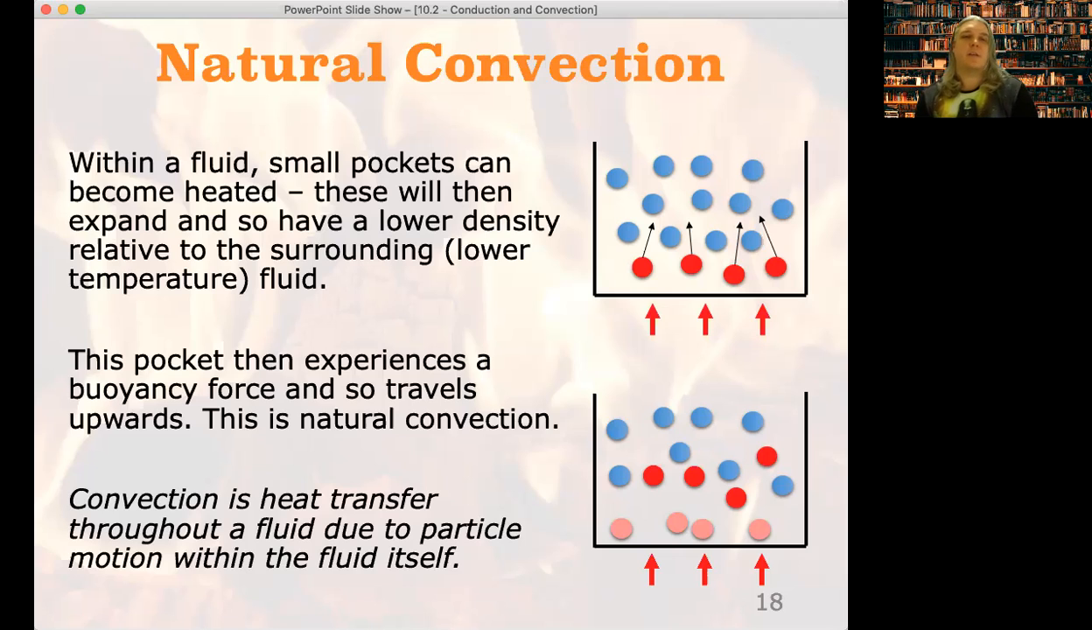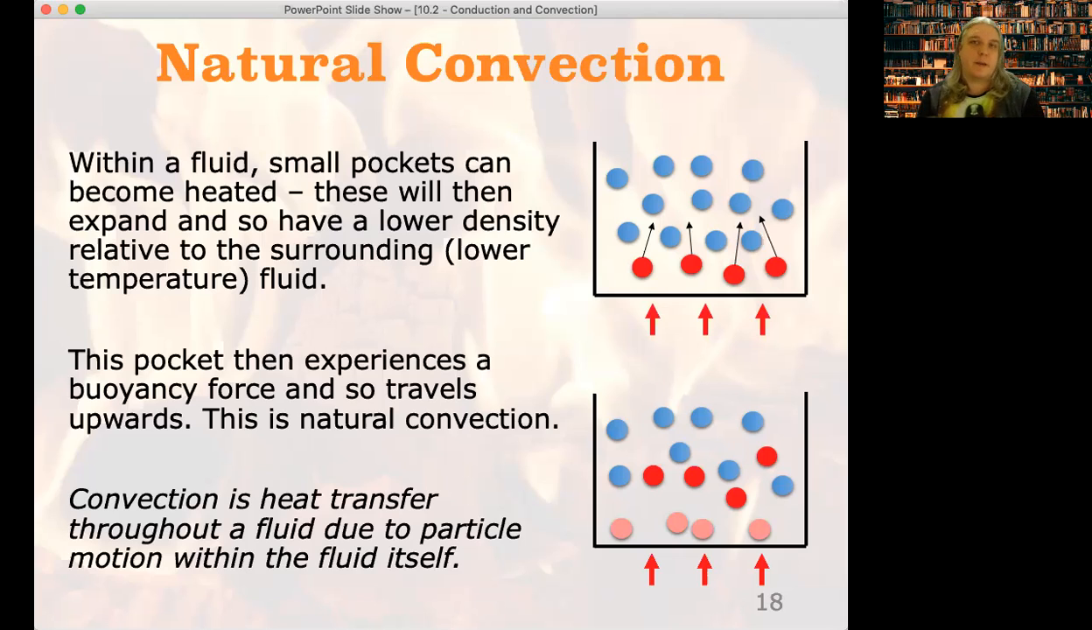So now you can think of the hotter bit of fluid as one object with a lower density than the colder bit of fluid as the second object. And that means that the hot bit will float within the cold bit, and so the hot molecules will rise up through that cold liquid. That's just due to the buoyancy force, exactly what we talked about when we talked about pressure and density and buoyancy and all of that.